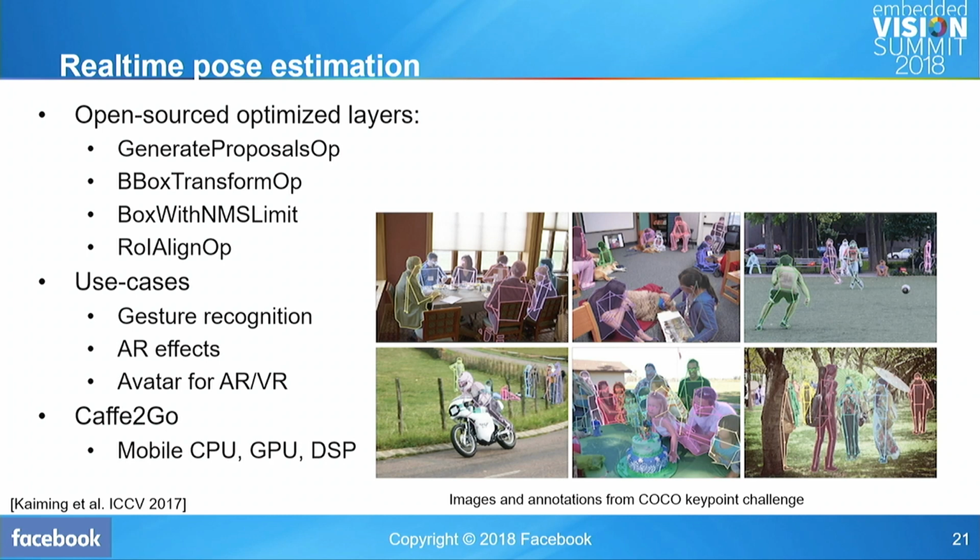So these are the layers that I optimized very well, like Generate Proposal. We're going to describe a little bit where these layers are applied. And then there are lots of use cases for key point estimation. One of them is doing gesture recognition in real time, or understanding what is in the video and what people want to achieve, doing specific AR effects, or controlling your avatar with your key points. And I described Caffe2Go, which is open source and very efficiently optimized for these layers for CPU, GPU, and then DSP.